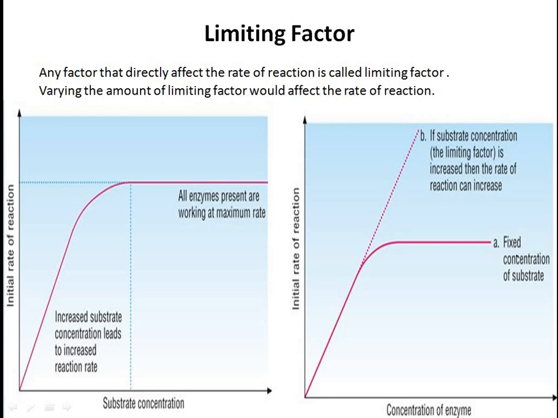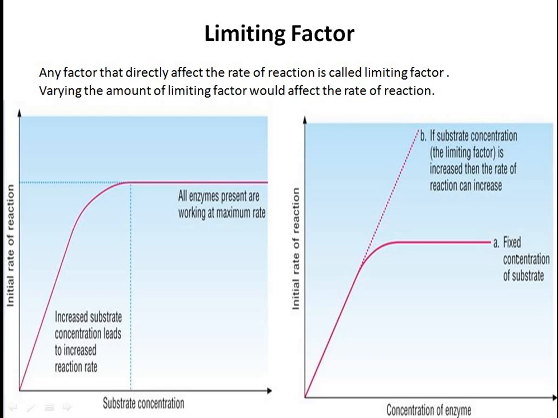First, let's see what is limiting factor. Limiting factor is any factor that directly affects the rate of reaction. Varying the amount of limiting factor would affect the rate of reaction. Now, to understand these statements, let's consider these two graphs.